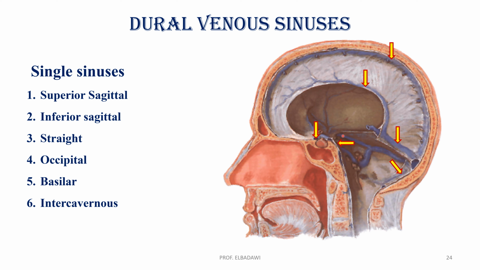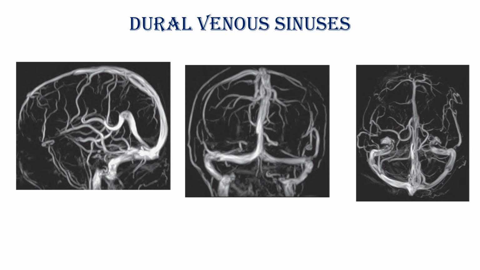So these are the single. Here we can see also the great cerebral vein which joins the straight sinus, with the inferior sagittal. The inferior sagittal with the great cerebral, they form the straight sinus or end in the straight sinus. That is the whole of the dural venous sinuses.